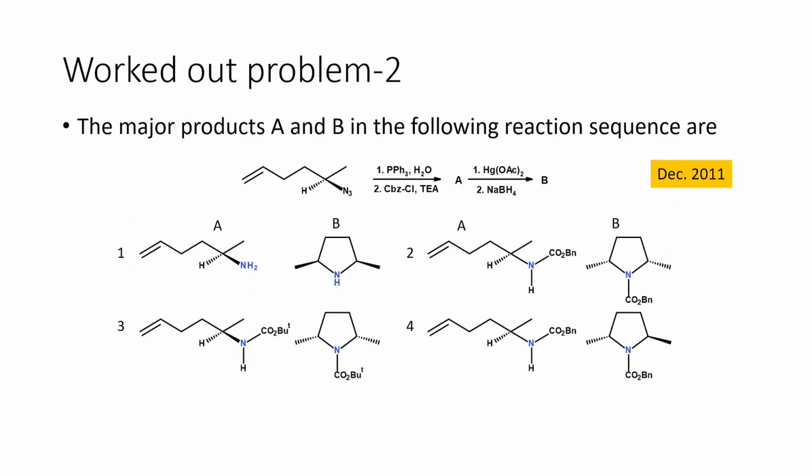Let us move on to the next problem. The major products A and B in the following reaction sequences are.